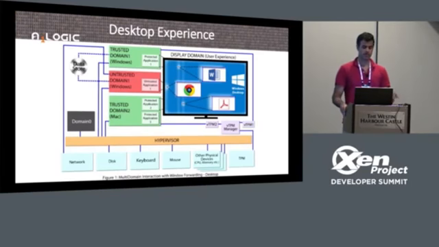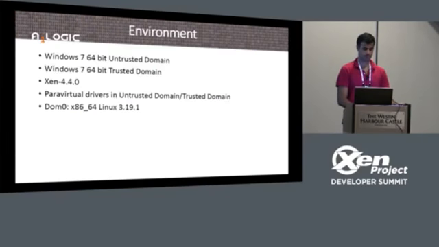And we have vTPMs connected to the trusted domains. These vTPMs can protect sensitive data and can only unlock them for the trusted domains. So the environment in which we built this implementation was Windows 7 64-bit untrusted domain and trusted domain, and Xen 4.4.0, and paravirtual drivers in the untrusted and trusted domain, and 64-bit Linux kernel 3.19.1 running in Dom0.